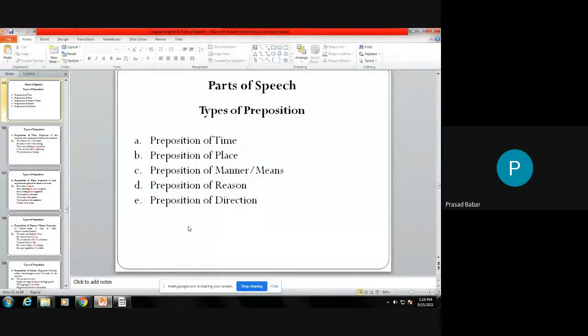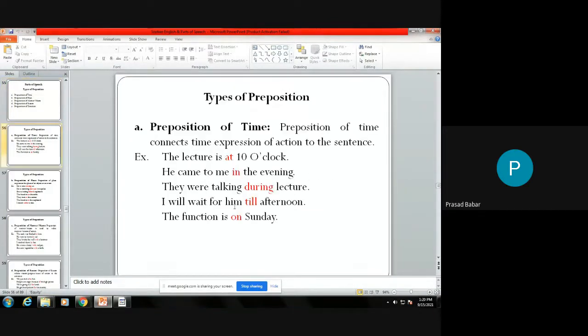Then we have seen that there are types of preposition. How many types of prepositions are there? There are five types of prepositions. The first type is preposition of time. Then the next is preposition of place. After that, preposition of manner or means, preposition of reason, and preposition of direction. So these are the five types of preposition: time, place, means or manner, reason, and direction.